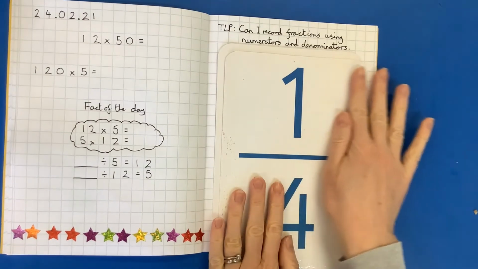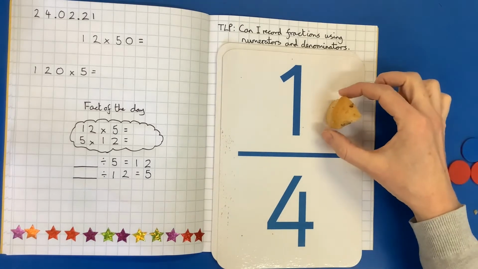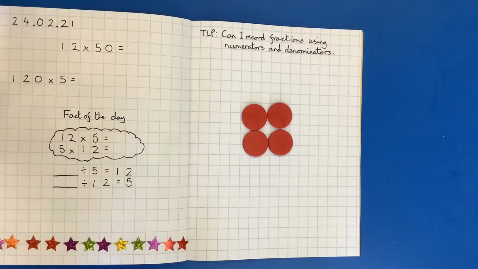Can you show me what 1/4 of the cake would look like? That's right. Poor old Mrs. Joshi is only getting 1/4 of the cake. What a meanie I am.